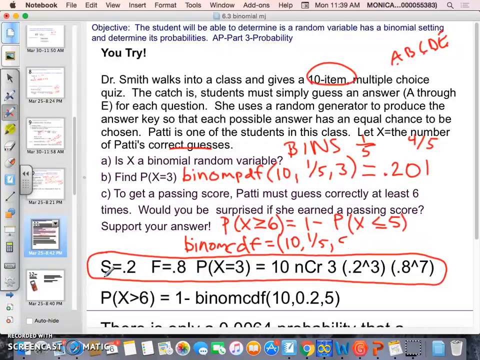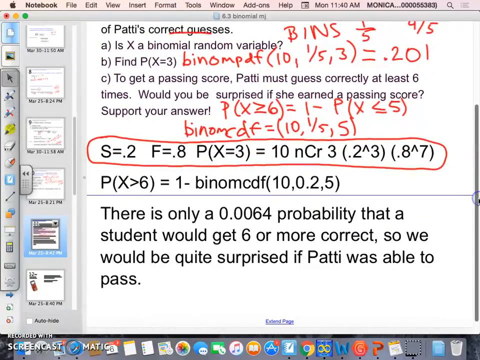This time it's going to be 5, right? Because you want to know 5 and below. And so you'll do that, and then you'll do 1 minus whatever you get as your answer. So when you type that in your calculator, you should end up coming out with 0.0064. So there's a 0.0064 probability, so that's not even 1% chance of guessing correctly 6 times on the test.